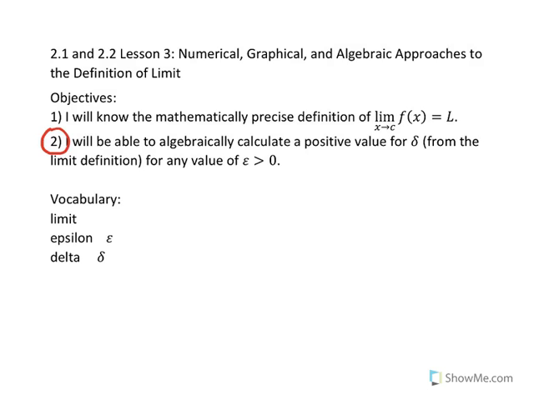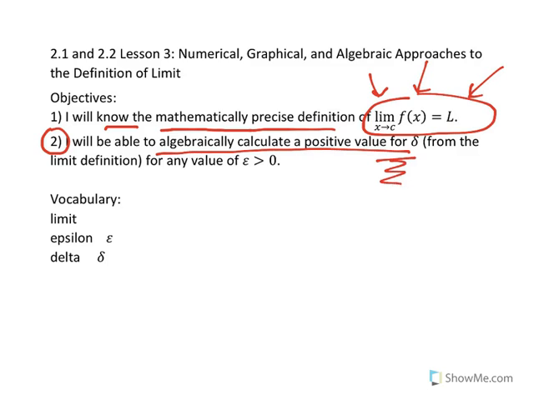So students, now we take a look at objective 2 for number 20 that we were just looking at. We spent a great deal of time investing in knowing and understanding the mathematically precise definition of the limit of f of x as x approaches c is equal to L. And now we're going to work with that to do objective 2. We will be able to use the mathematically precise definition of limit to algebraically calculate a positive value for delta from the limit definition for any value of epsilon.